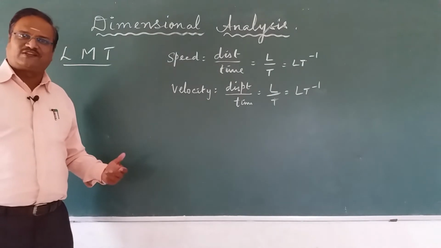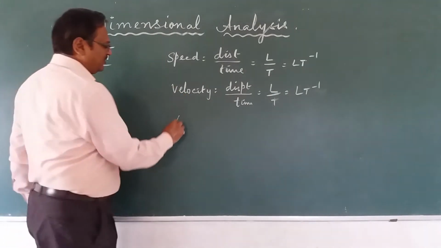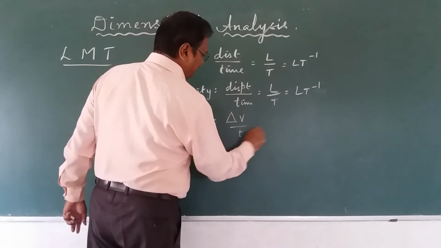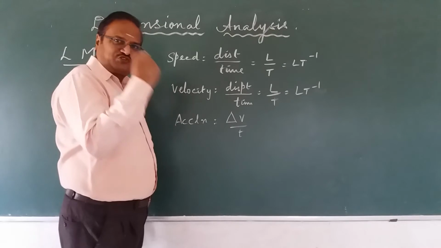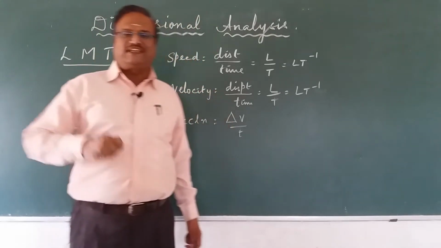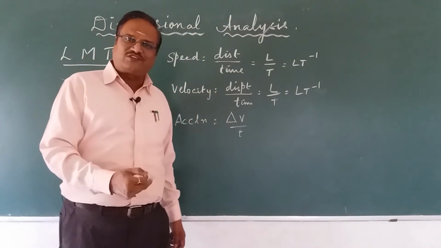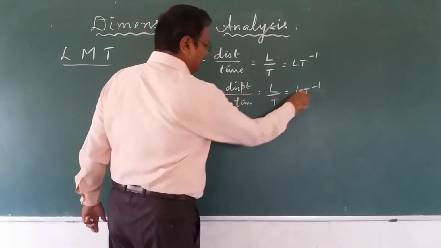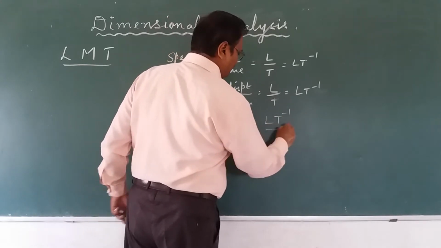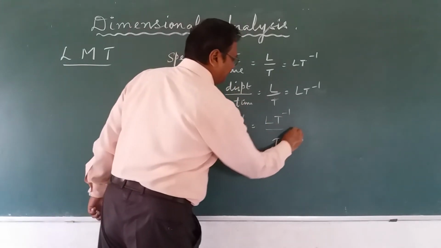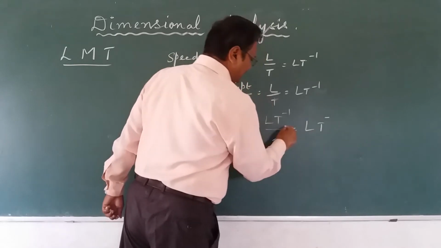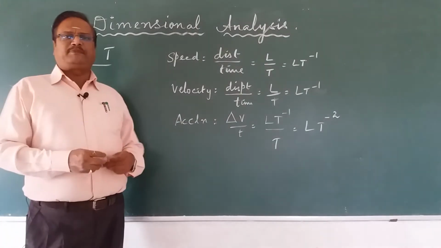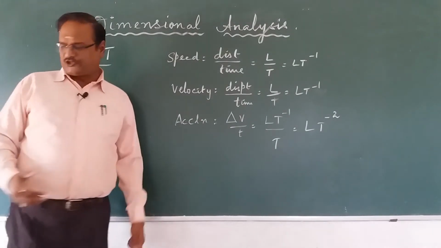And further we studied acceleration. We said that acceleration is equal to change in velocity upon time taken. Whether it is change in velocity, initial velocity, final velocity or relative velocity, it is velocity. Velocity is L t power minus 1 upon time t. So, L t power minus 1 and again minus 1, it becomes minus 2. This is how we go on developing the other derived units.